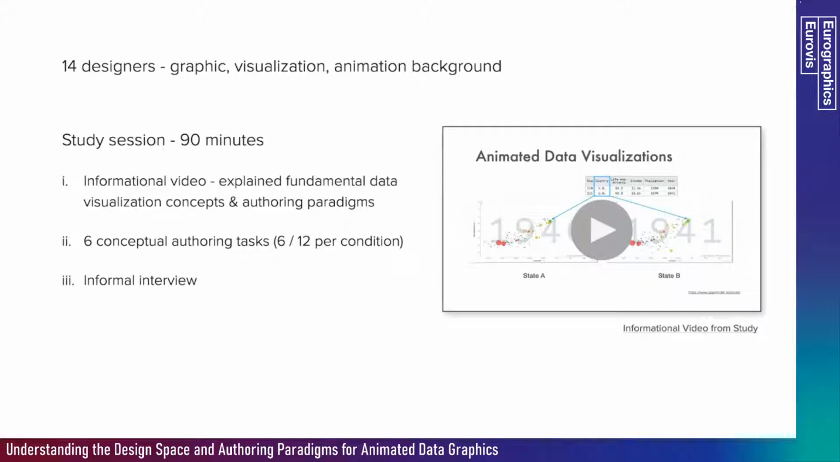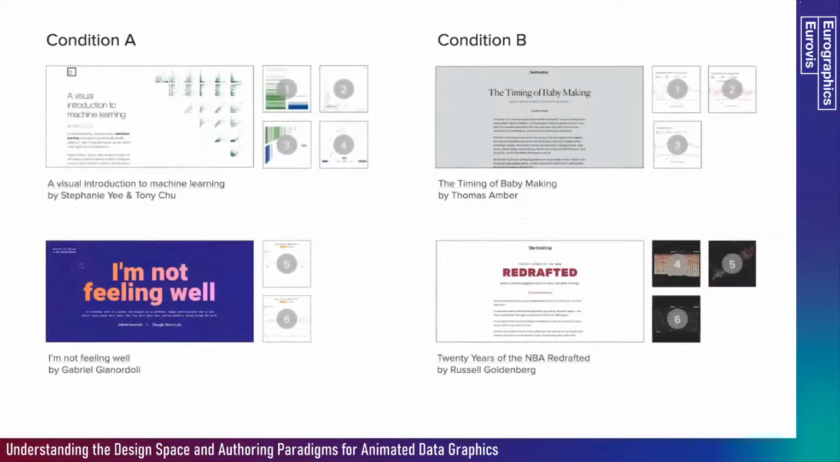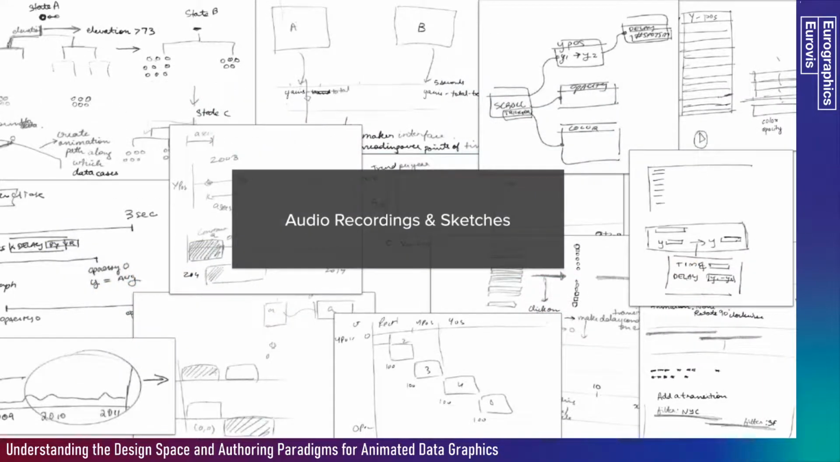The participants then completed 6 ideation tasks, and finally, an informal interview. We selected 12 animations from our survey of tasks. Each participant experienced a condition of 6 animations from 2 example projects. For each task, we prompted participants to talk about how they would conceptually approach authoring the animation in an ideal authoring suite. The results were audio recordings and sketches from these ideation tasks.